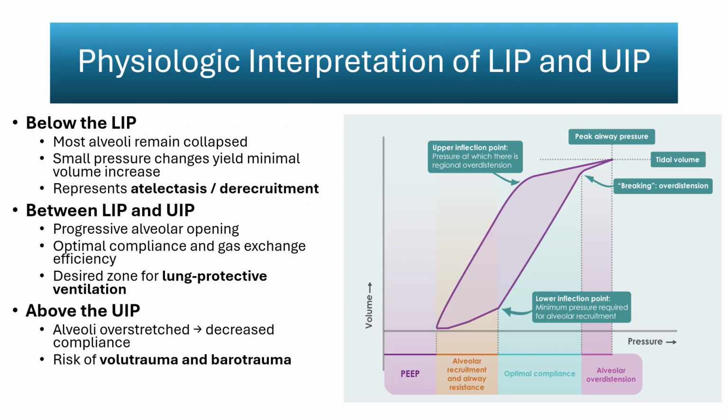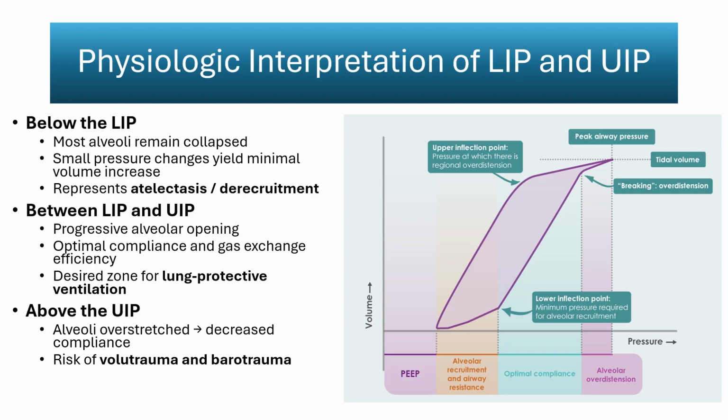Between the lower inflection point and the upper inflection point, alveoli progressively open as pressure rises. Recruitment becomes more uniform, and compliance is highest in this pressure range. Here, small increases in pressure generate relatively large increases in volume because alveoli are transitioning from closed to open states. This middle zone represents the most efficient and stable range for ventilation. Alveoli remain open, tidal ventilation is more evenly shared, and elastic work is minimized.